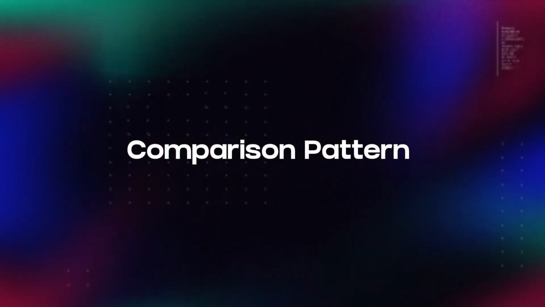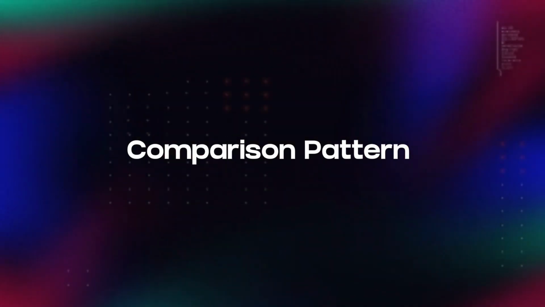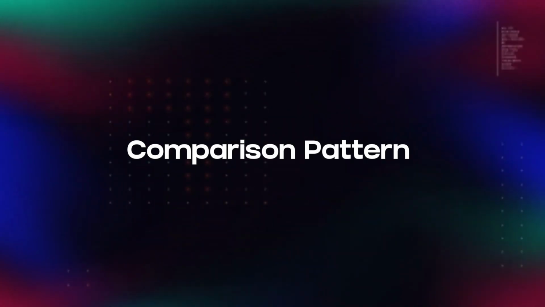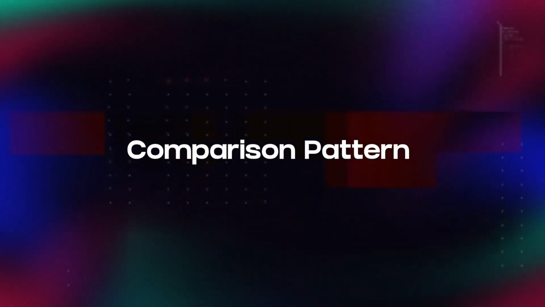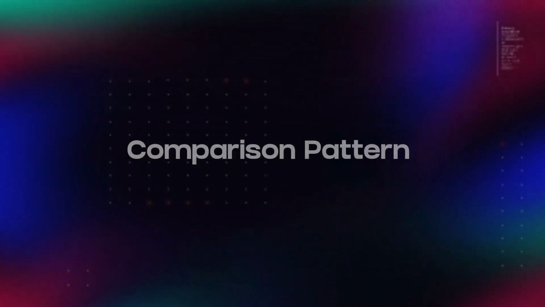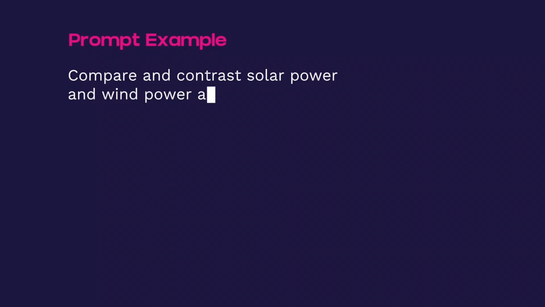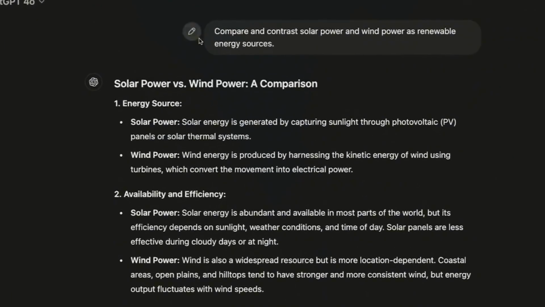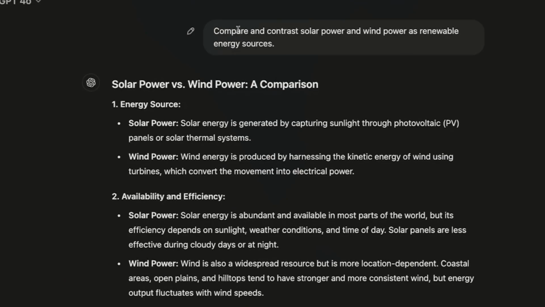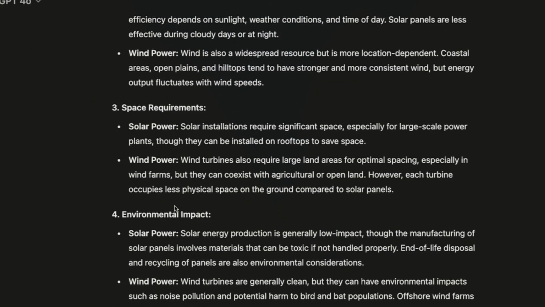Next is the comparison pattern. And the comparison pattern prompts ChatGPT or any LLM to compare and contrast two or more items, concepts, or ideas. And it's super useful for understanding the differences and similarities between two or more subjects. So an example prompt here could be compare and contrast solar power and wind power as renewable energy sources. So as you see the result here, trigger word is compare and contrast, and the results were given here, all the comparisons of different points of each solar power and wind power.